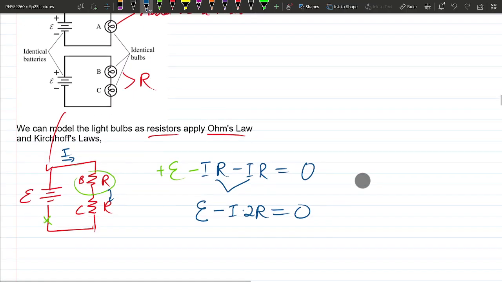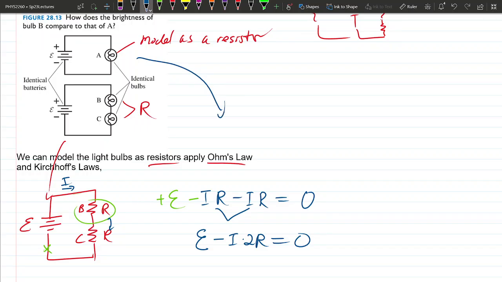Compared to the original circuit, where Kirchhoff's loop law tells you EMF minus I times R is equal to 0, the difference is that the circuit with one light bulb has 1 times R, and the circuit with two light bulbs has 2 times R. So what does that tell you if you put two resistors in series? What happens? They add. This is different from capacitors.